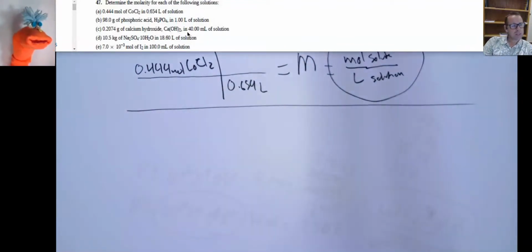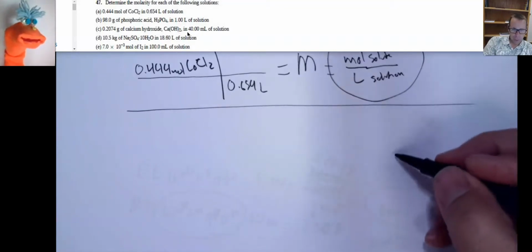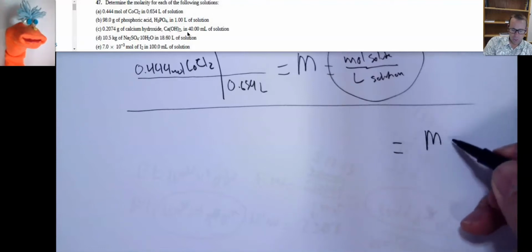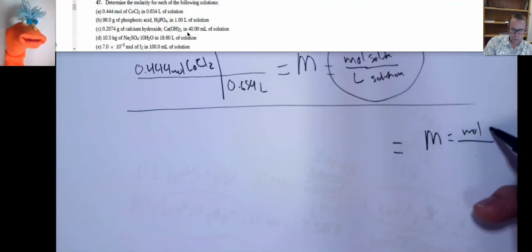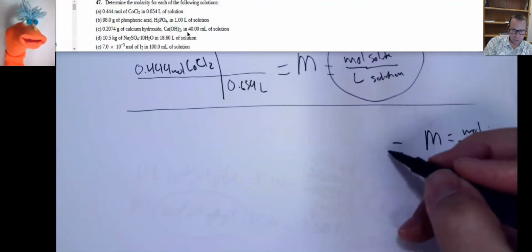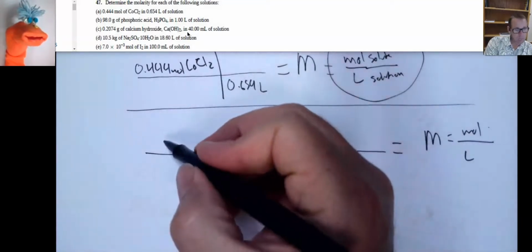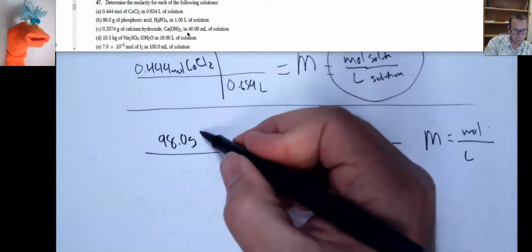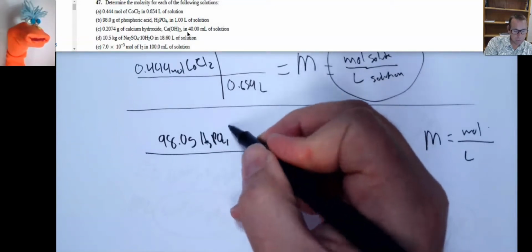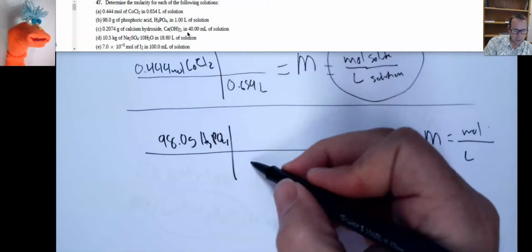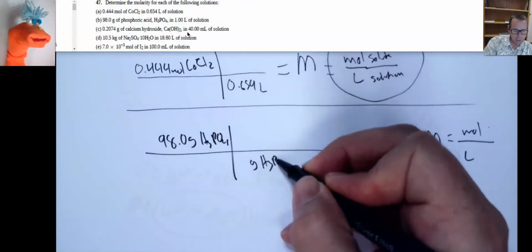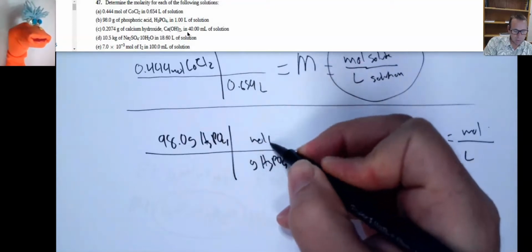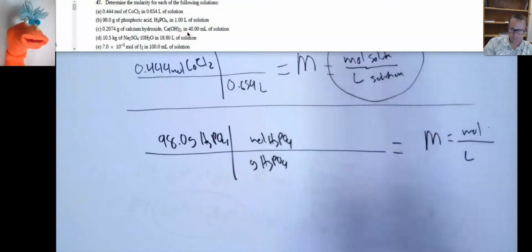Next one, 98 grams of phosphoric acid in 1 liter of solution. What do you do if you start with grams? Well, I remember that I want molar again, which is moles of solute per liter of solution. Okay. And then I start with my 98.0 grams of H3PO4. And I can convert that to moles by going from grams of H3PO4 to moles of H3PO4.